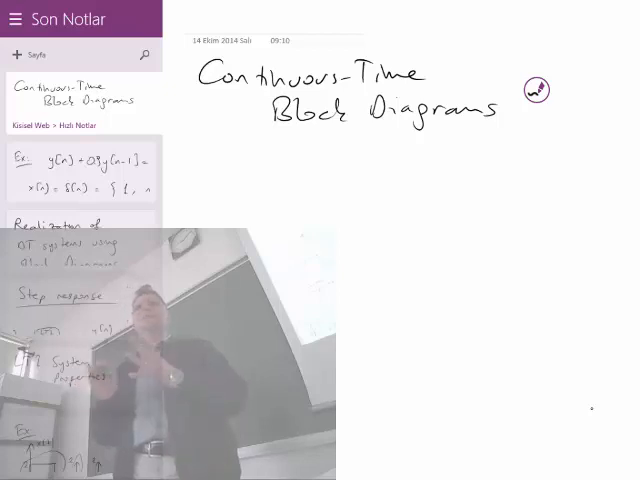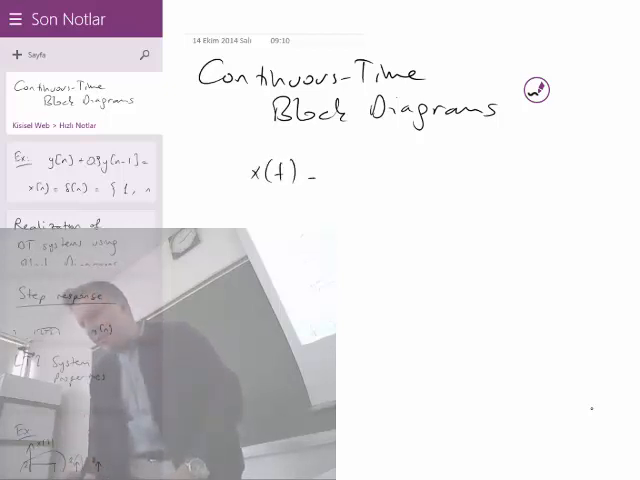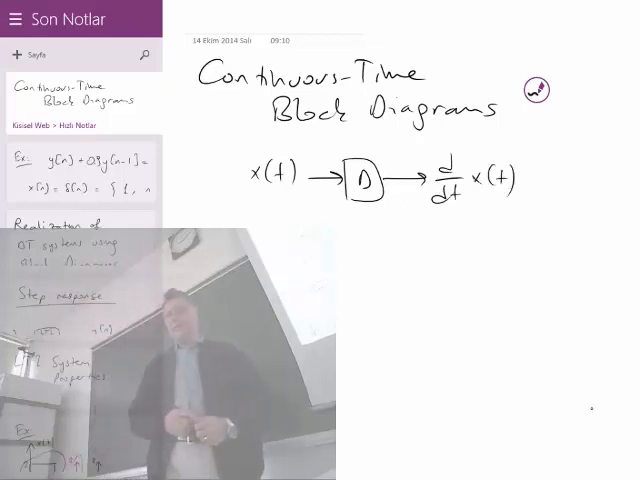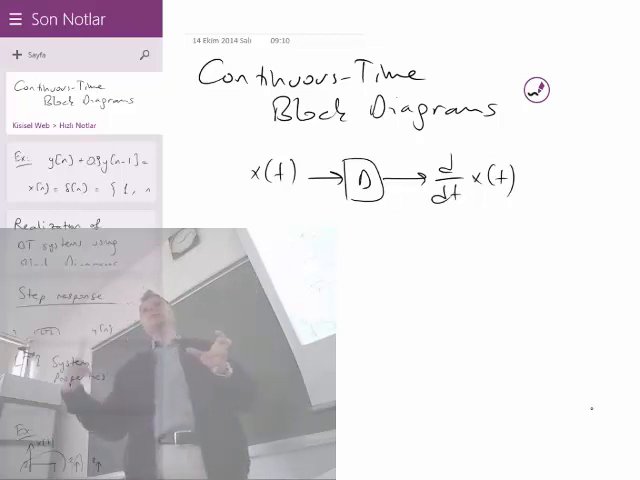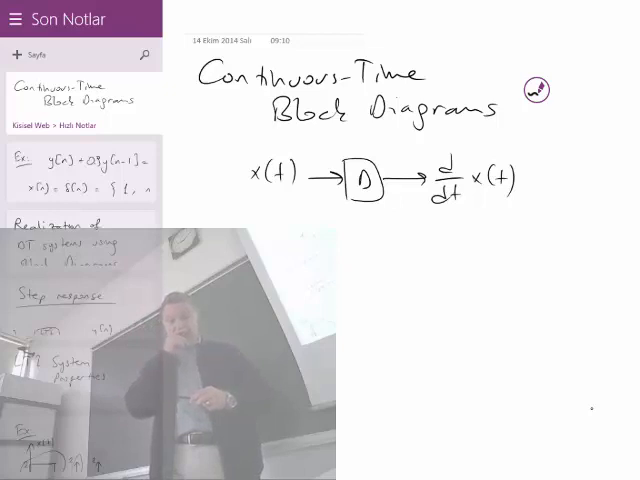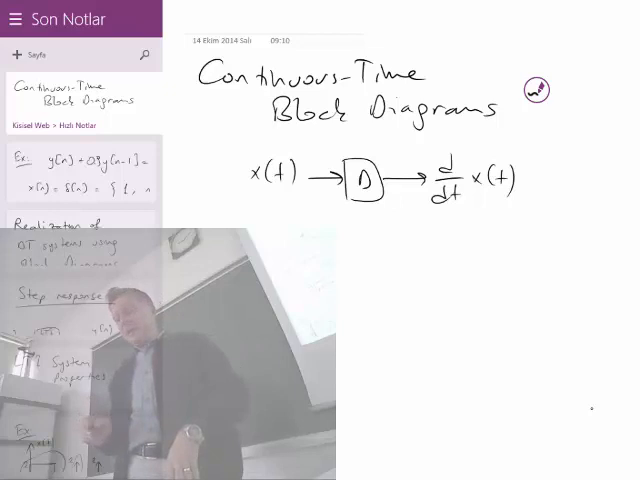It doesn't have a simple delay. It doesn't even have a simple differentiator or a derivative like this. Life would be easier if we could think of a situation like this. Instead of a delay, we have a derivative or a differentiator block, which takes the derivative of its input and produces its output. But it's not like that. We are not going to do it like this.